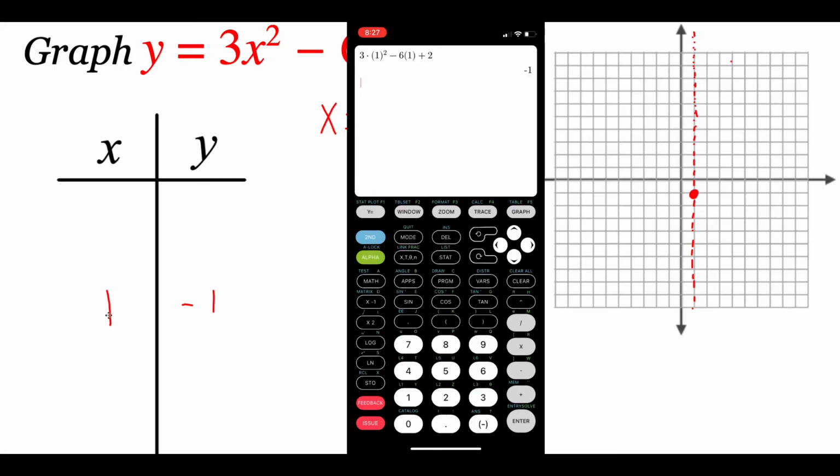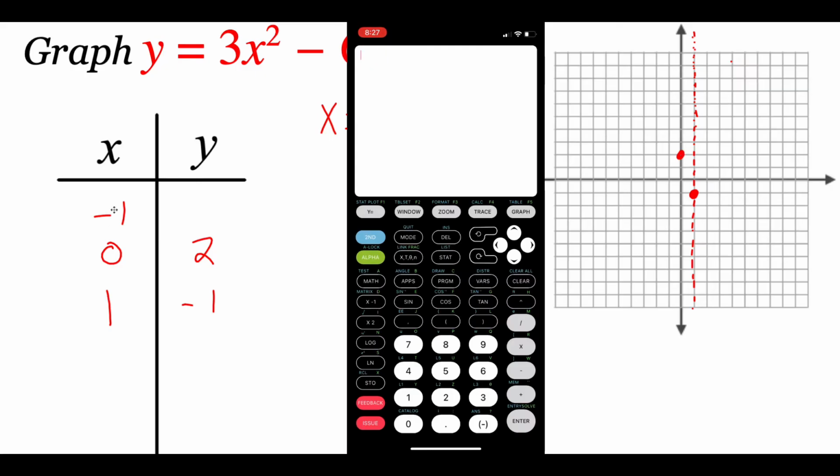I want a couple points left of 1. So if I go left one space, that's going to be 0. And if I go left one more space, that's going to be -1. So I'm going to plug in the 0 first. So I do 3 times that x value of 0, squared, minus 6 times 0, but then add 2 to that, and I get 2 as that answer. So at 0, I'm up at 2. I plot that point out.